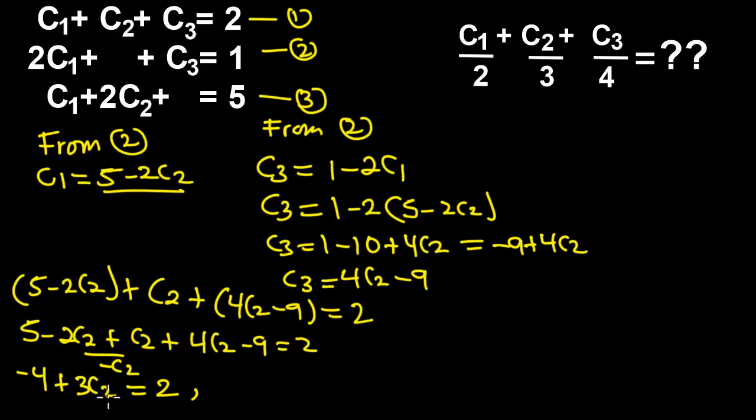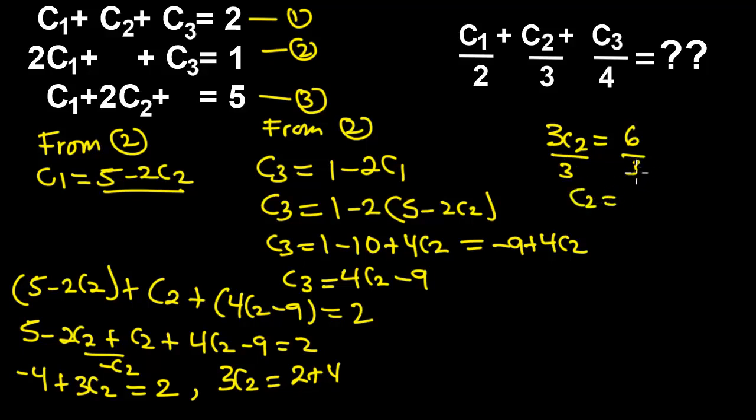Now let's make C2 the subject. So let's move negative 4 to the right hand side. So we are going to have 3C2 is equal to 2 plus 4, which we are going to have 3C2 to be equal to 6. Now let us divide both sides by 3. So C2 will be equal to 6 divided by 3. So now we know C2 to be equal to 2.